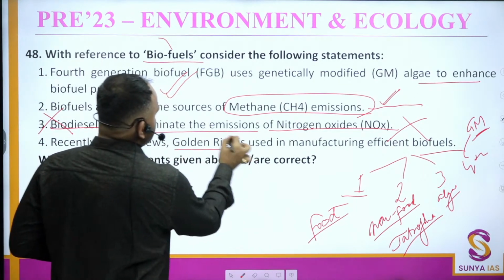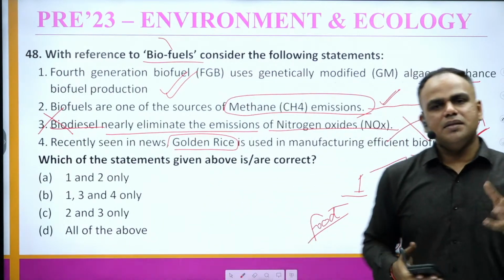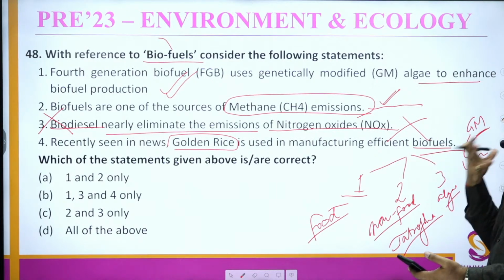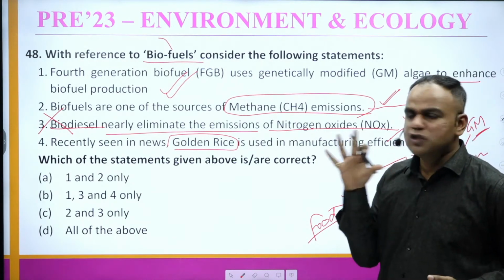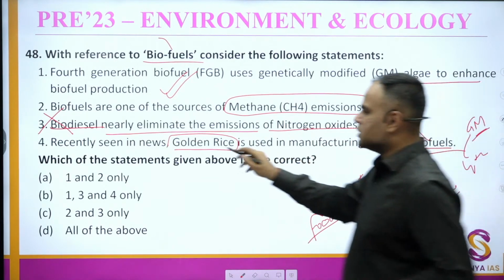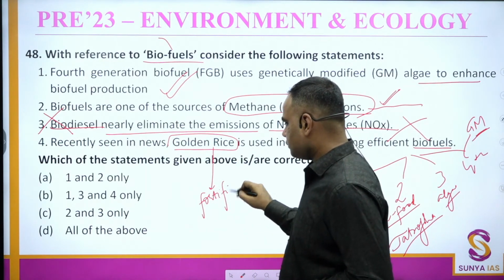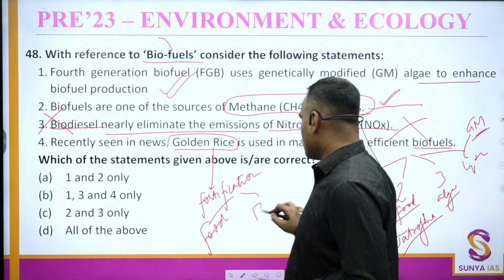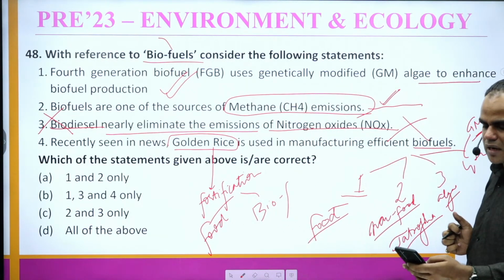Recently in news, golden rice is used in manufacturing of efficient biofuels. Even this is different. Golden rice is different, and the biofuel concept is different. In golden rice, a genetic modification was done to increase the availability of nutrients in general. You have heard of terms like fortification, which can be basic food fortification and biofortification as well. So golden rice is not directly related to biofuels.